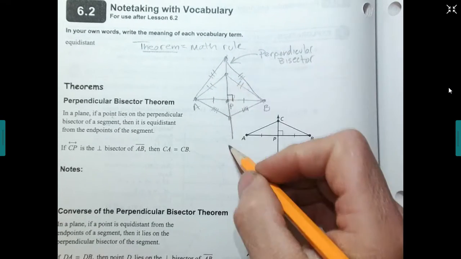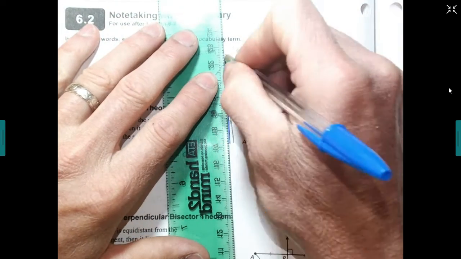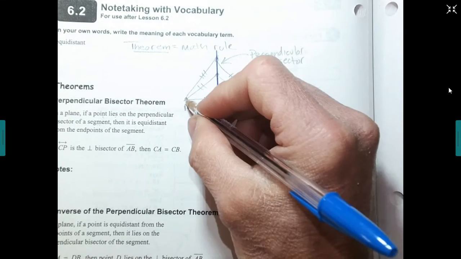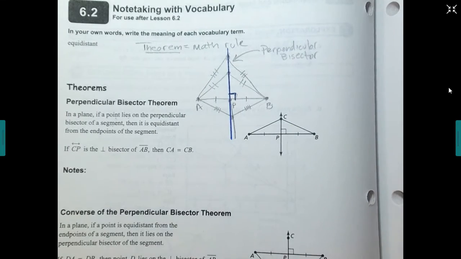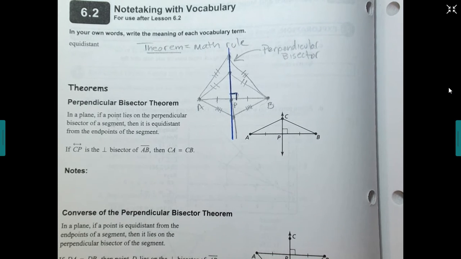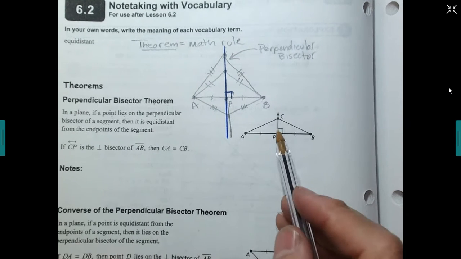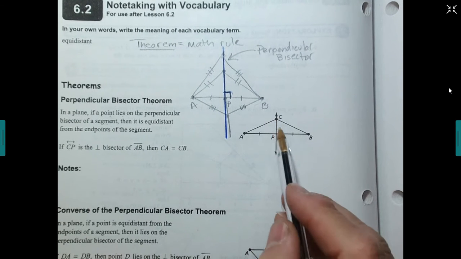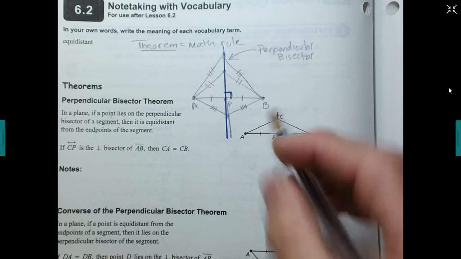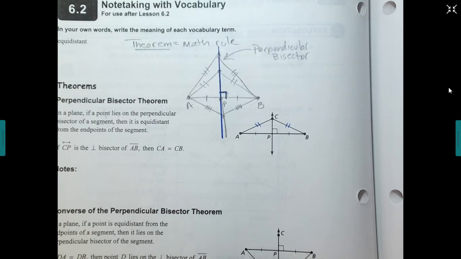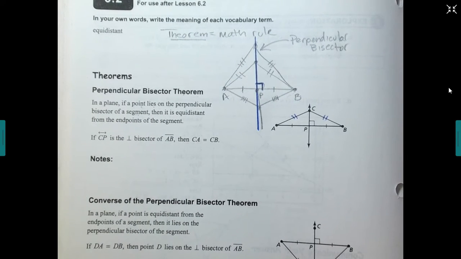So any point on this perpendicular bisector, I'll make the perpendicular bisector blue, is going to be equidistant from both A and B. That's all it's saying. So we're going to refer back to these theorems throughout our homework. So if this is a perpendicular bisector, which it is, that means that AC equals CB. That's your perpendicular bisector theorem.